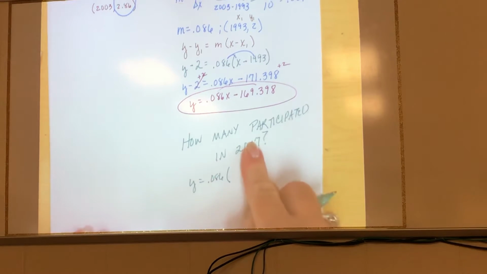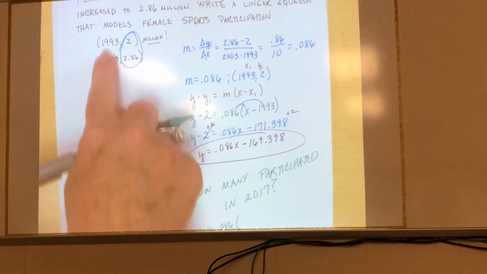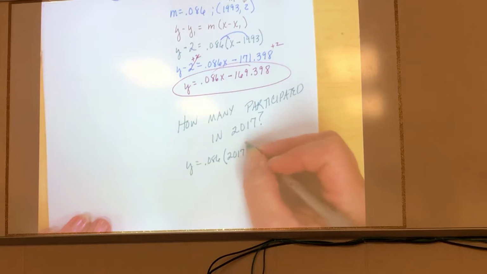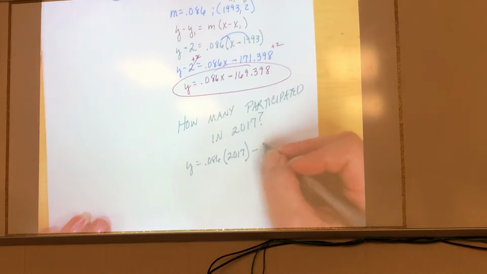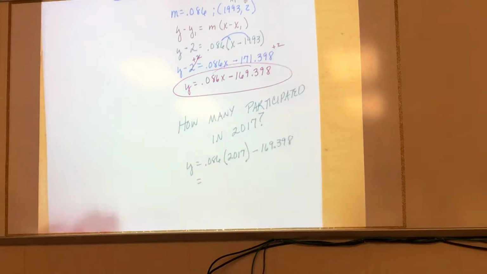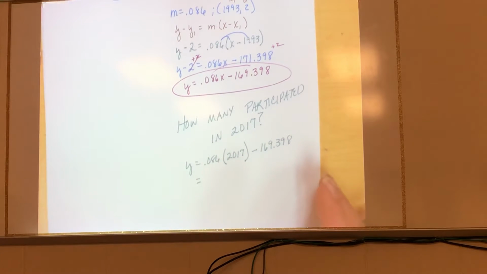0.086 times. The x is almost always your time, guys. That's what we used it for up here. Okay? So in goes 2017 for my x, minus 169.398. Somebody do that on your calculator and tell me what you get.